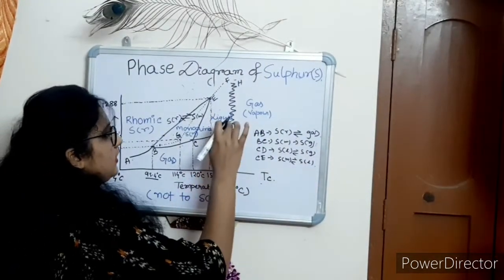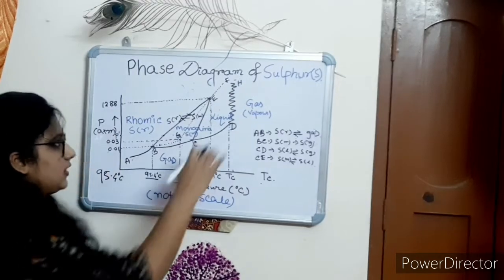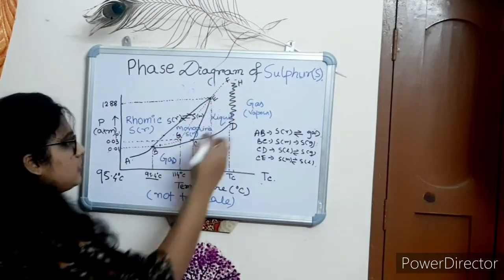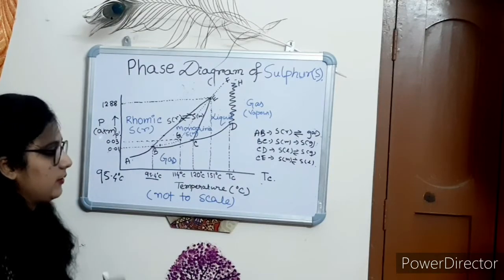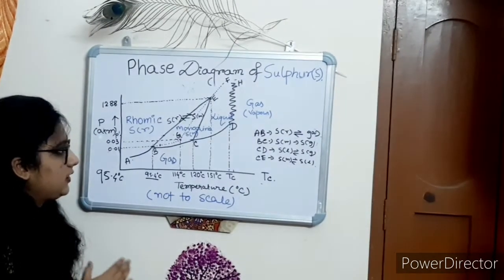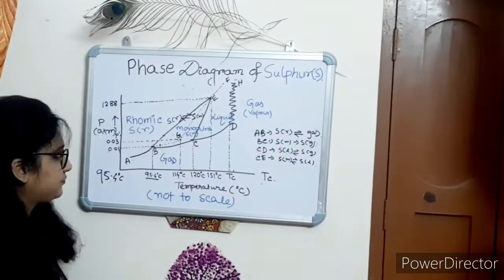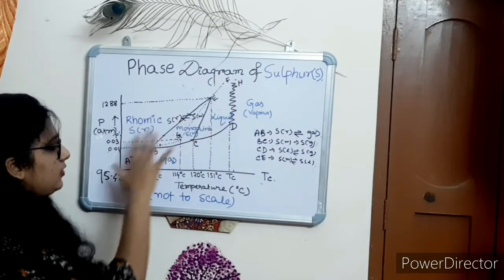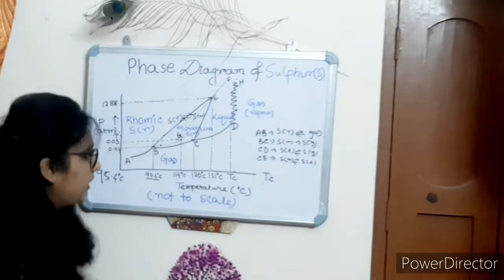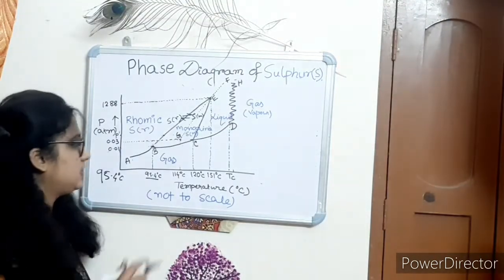That's why this curve is not continuous, this curve is discontinuous, because up to that temperature sulfur can exist in the liquid state. Beyond this temperature sulfur can't exist in the liquid state. Okay, so what is the importance of the different parts of this phase diagram? I told you.